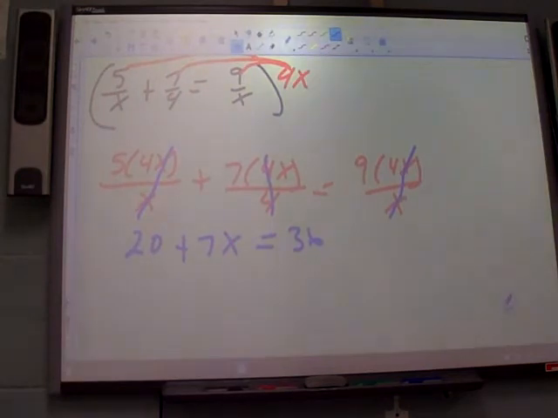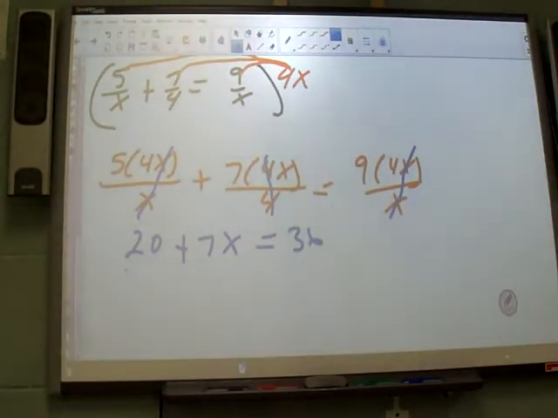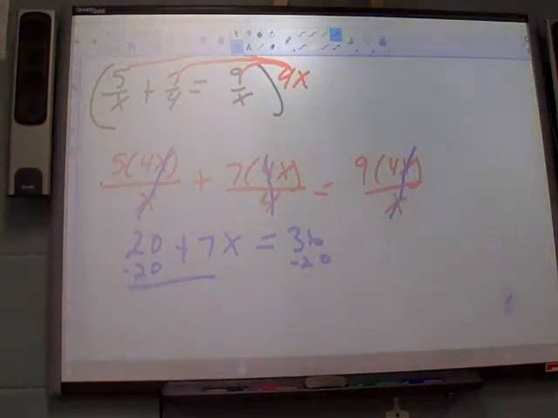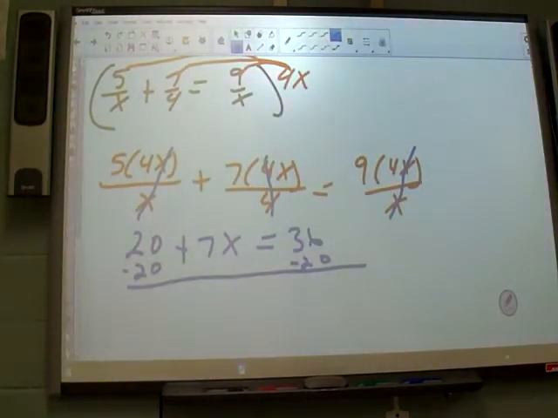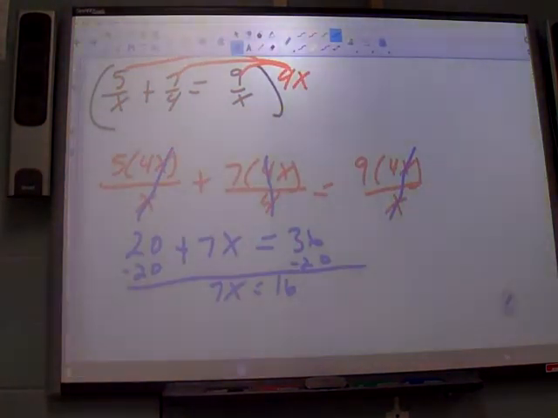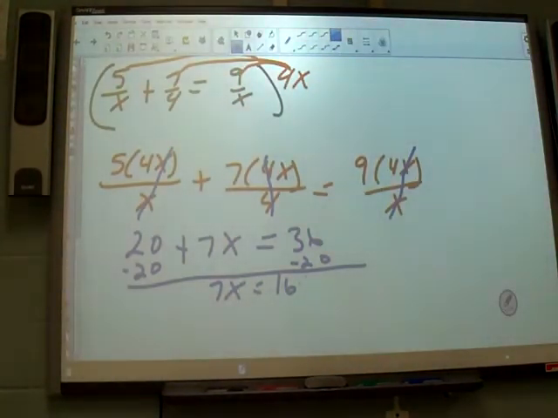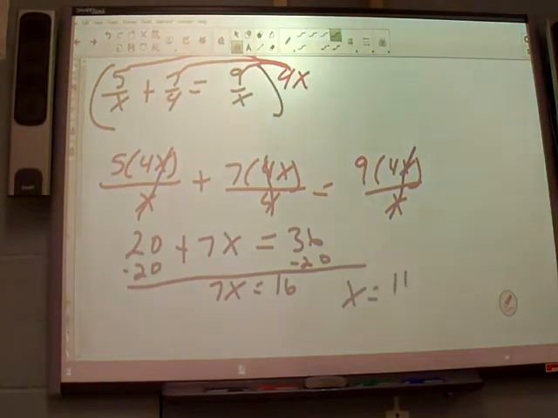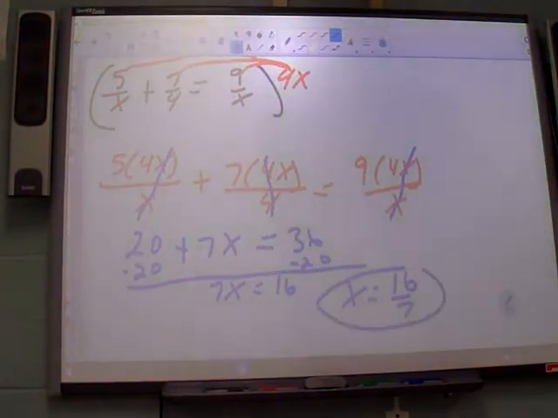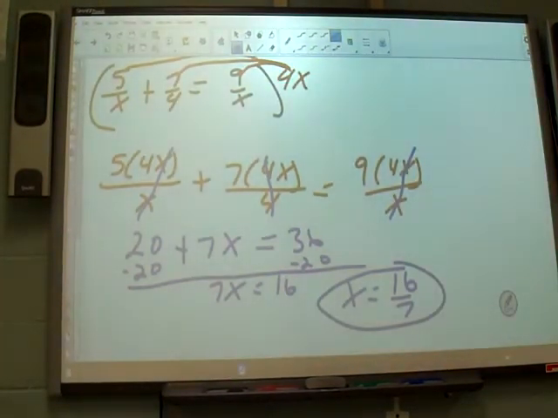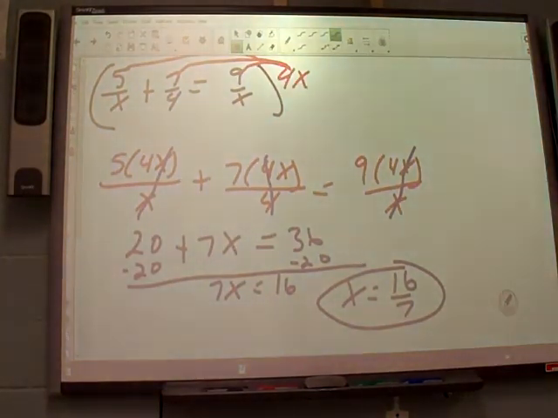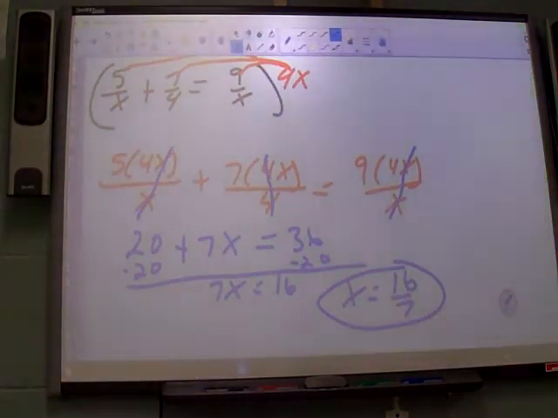Okay, what would I do to finish this off? I gave you an ugly answer here to start with because 7 doesn't go evenly into it. 7x equals 16. Isn't that ugly? So divide by 7. And I'm just going to leave that as 16 over 7. All right. And that's not a big deal how that works out.